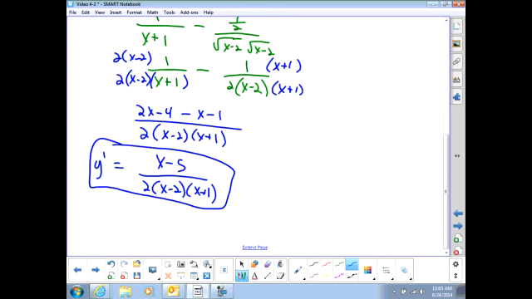Now again, if all it asks for is a derivative, you can just do the derivative and not simplify it. We just simplified it to show that you get the same thing no matter which method you use.